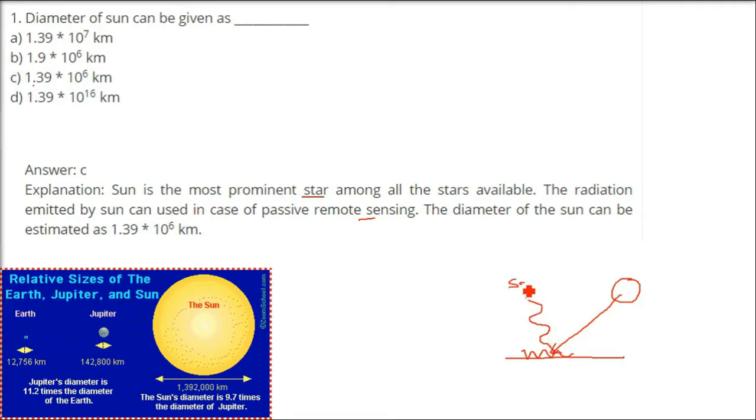So wherever it reflects or emits, the satellite, airborne, or whichever way, we sense it. So this sensing of rays coming from the sun is important to us. I wanted to show a relationship between Earth, Jupiter and Sun.